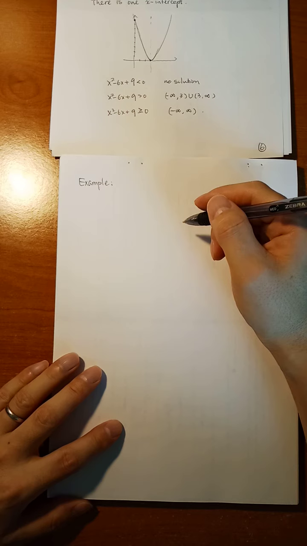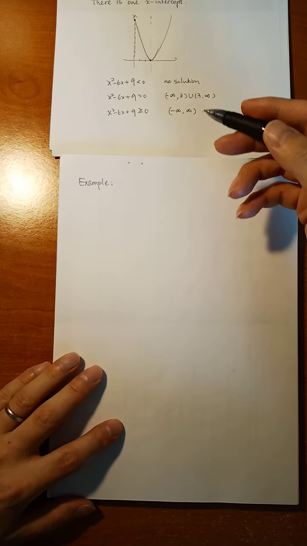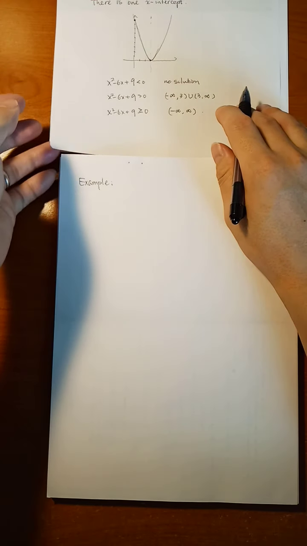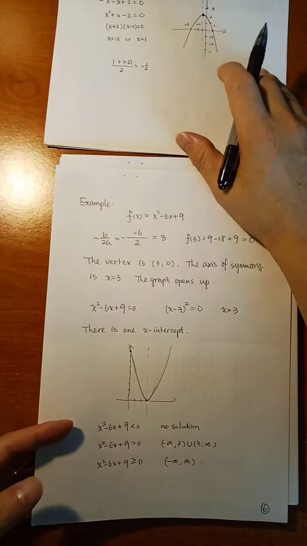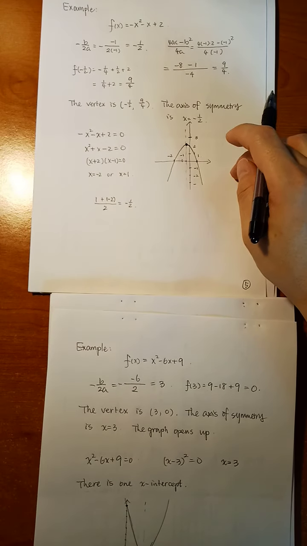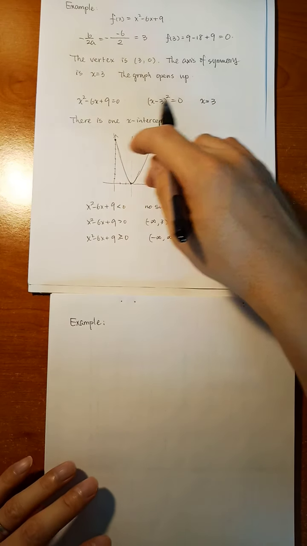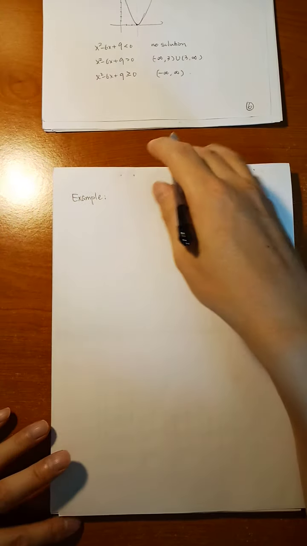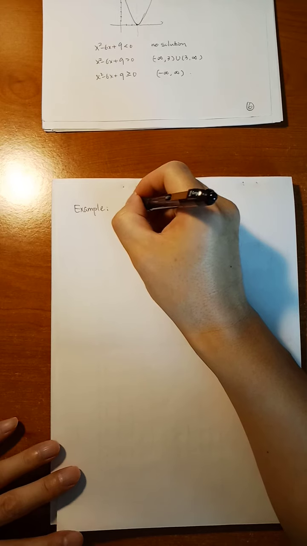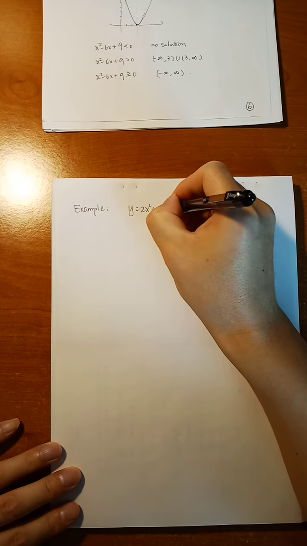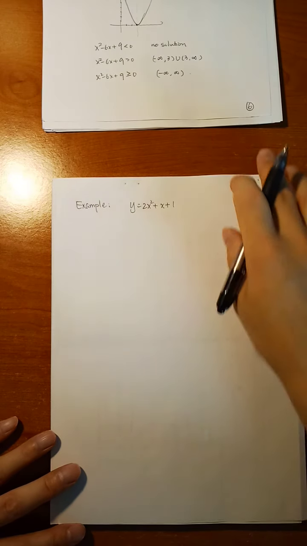The next case for this classification is when the discriminant is less than 0. This first example corresponds to the discriminant greater than 0: you have 2 intercepts. And this example corresponds to the discriminant equal to 0: there's only 1 x-intercept. And the next one is the discriminant less than 0 case. So you have y equal to 2x squared plus x plus 1.